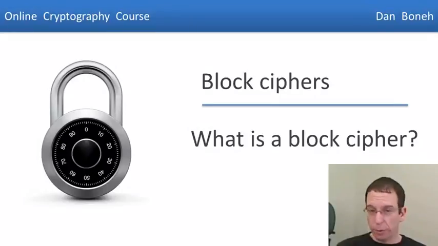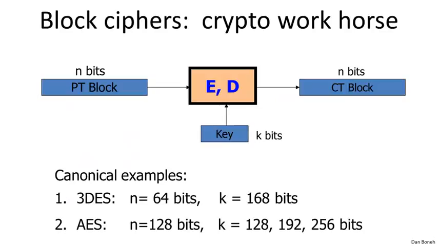Now that we understand stream ciphers, we're going to move on and talk about a more powerful primitive called a block cipher. A block cipher is made up of two algorithms, E and D. These are the encryption and decryption algorithms, and both of these algorithms take as input a key K.